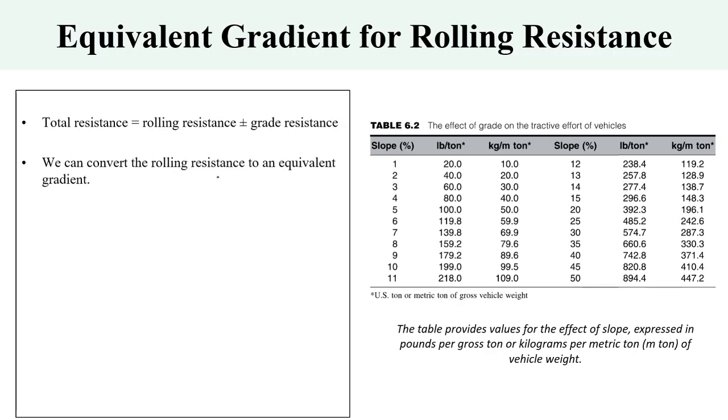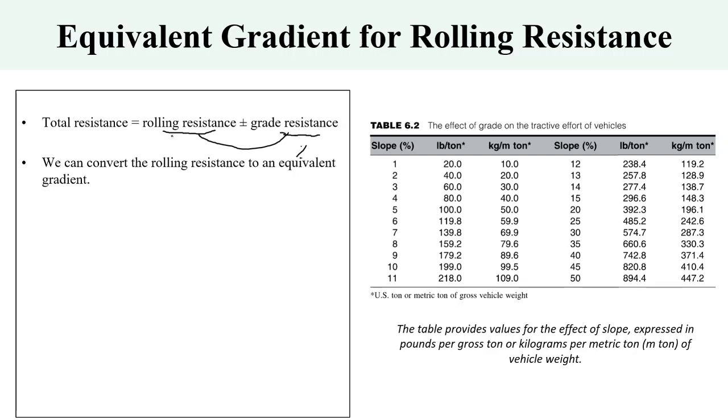So we can convert the rolling resistance. Let me explain. Grade resistance is expressed in percentages, right? We just did that, grade resistance and rolling resistance. When we're working with the grade, we measure it with percentages. Now, the rolling resistance was in a different measurement. So now we can convert the rolling resistance to an equivalent gradient. Then these two will be of the same type, so they could be summed or subtracted.